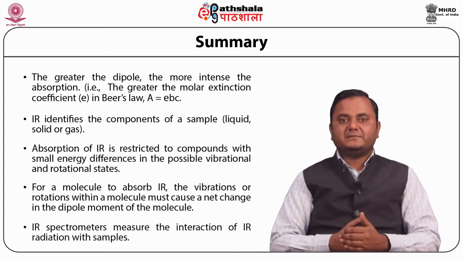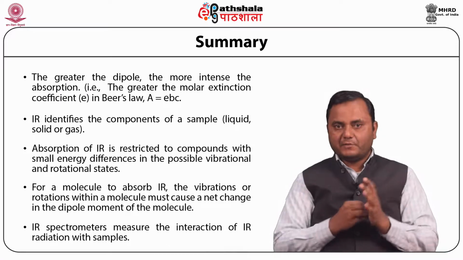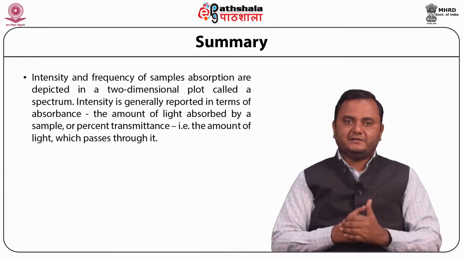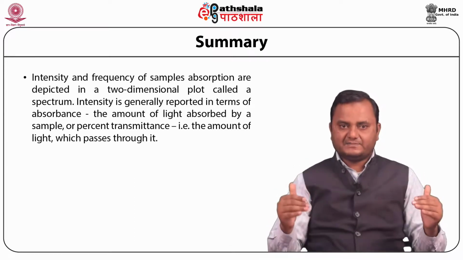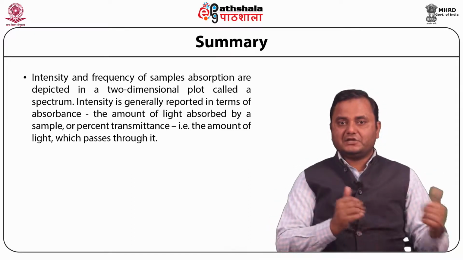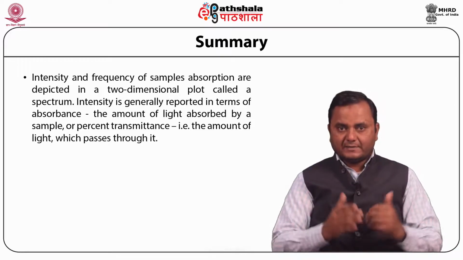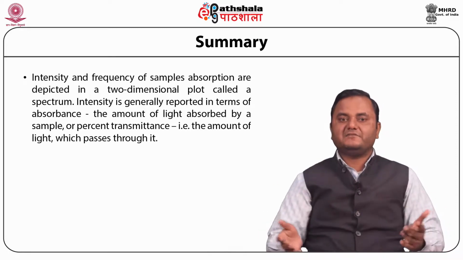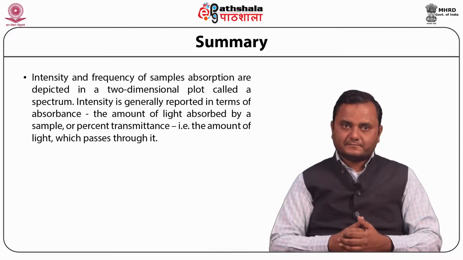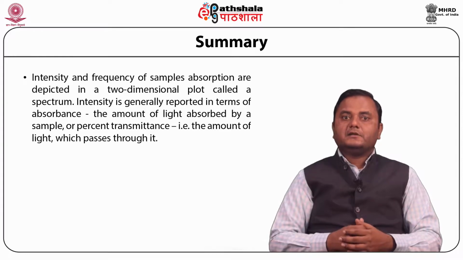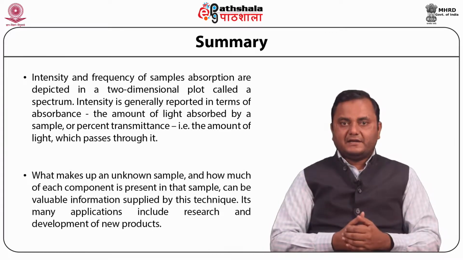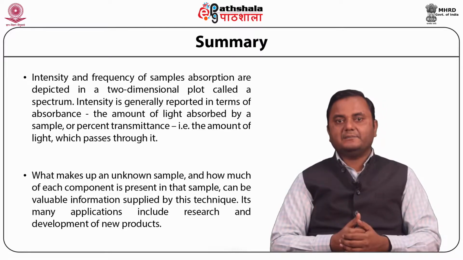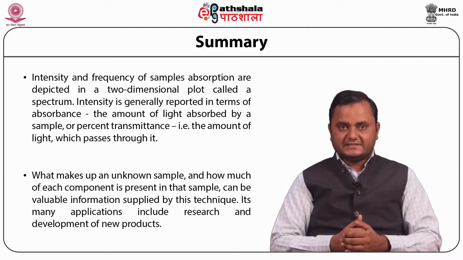The IR spectrometer measures the interaction of IR radiation with the molecule. Intensity and frequency of the sample absorption are depicted in a two-dimensional plot called the IR spectrum, and intensity is generally reported in terms of absorbance, the amount of light absorbed by the sample, or percent transmittance, the amount of light which passes through it. What makes up an unknown sample and how much of each component is present can be valuable information supplied by this technique.